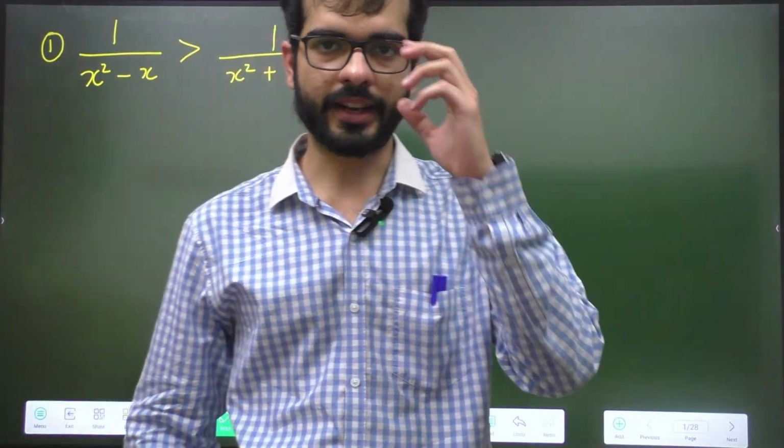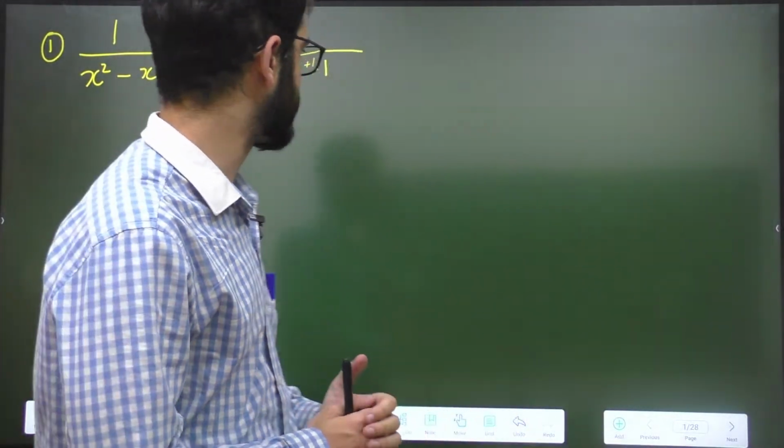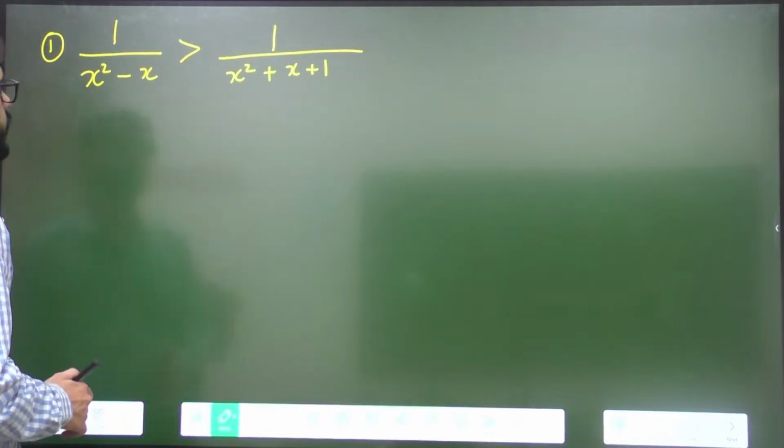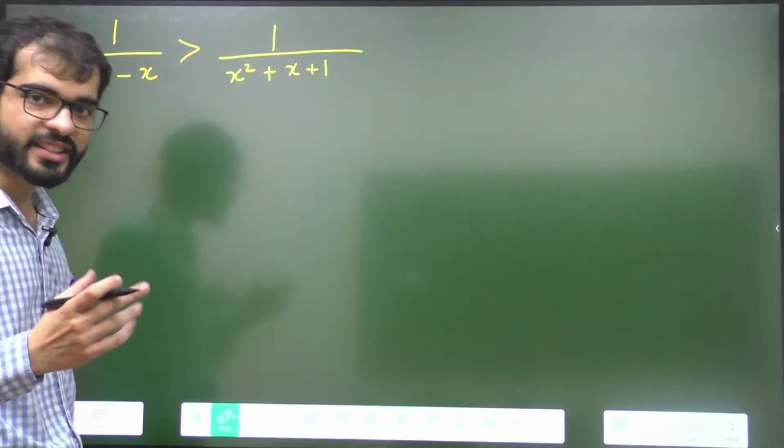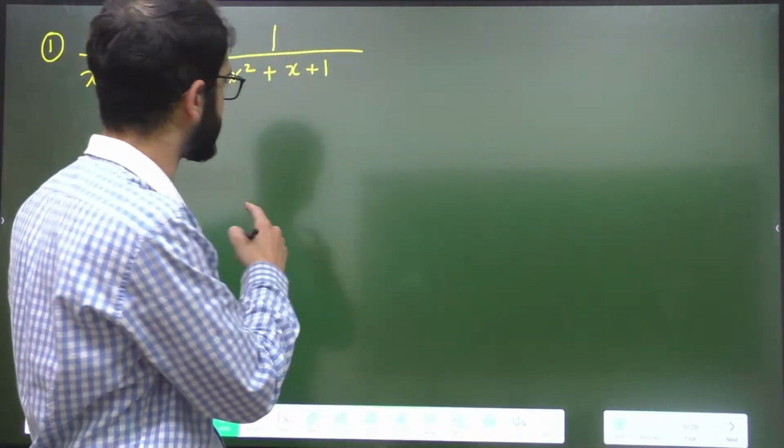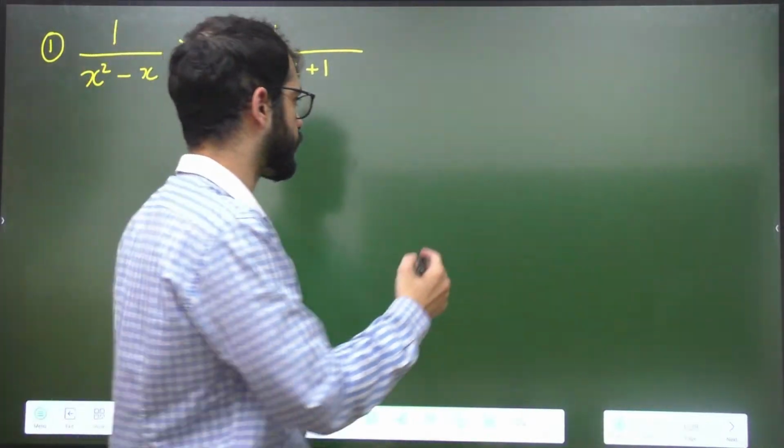Continue the topic, that is basic inequalities. Let's solve some further questions. Okay, now these are two different terms, and as we discussed in the previous class, I cannot cross multiply. Let's rewind and revise the topic.